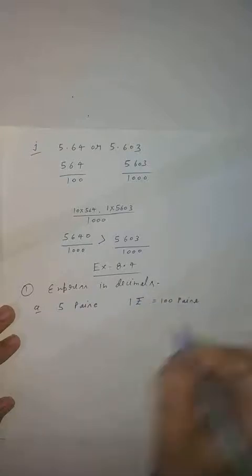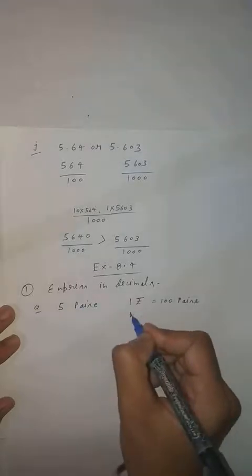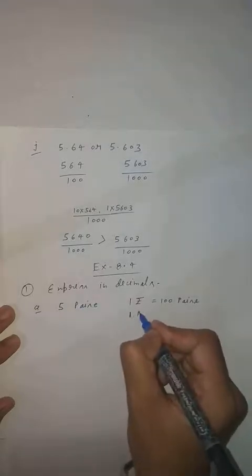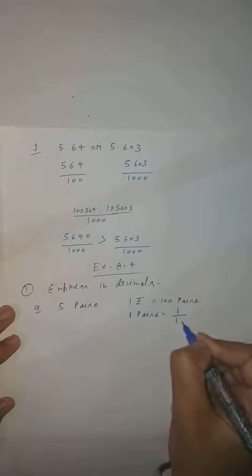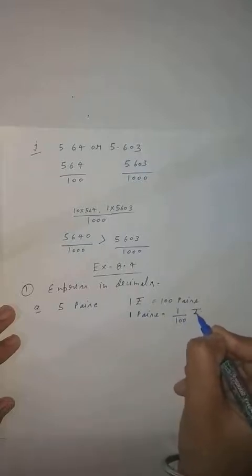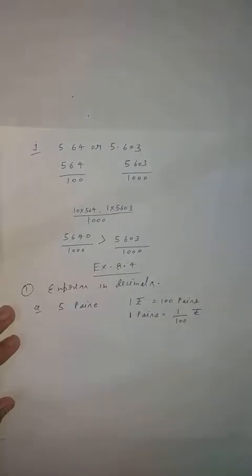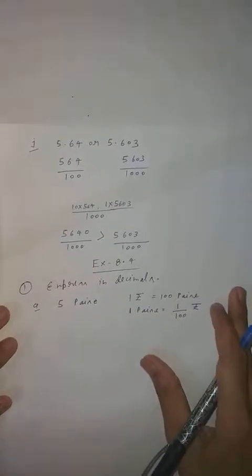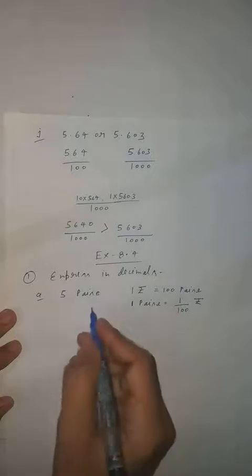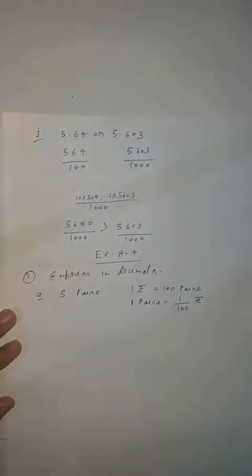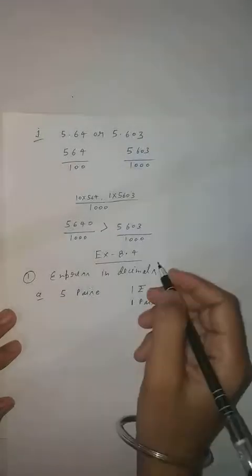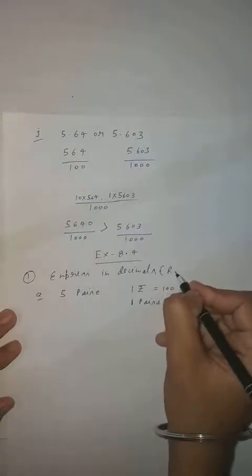Clear, students? So 1 paise equals what? 1 paise, you know that, is 1 upon 100 rupees. Clear, students? Now come to the question. What is given? 5 paise. 5 paise is given, so you have to convert it to decimal. One important thing, you have to express it in decimal rupees.